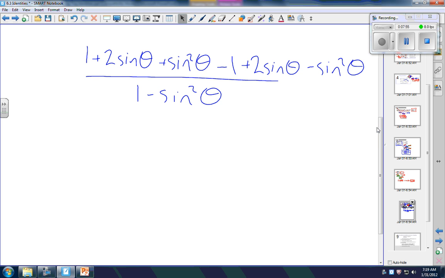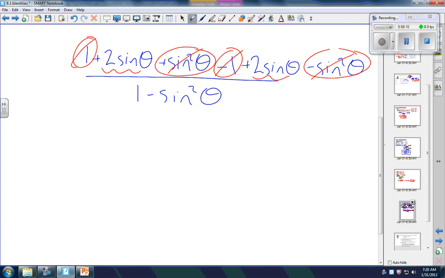Now we look at the top here and we say, okay, 1 and a minus 1, those guys are going to cancel. Sine squared minus sine squared, those guys are going to cancel. 2 sine and 2 sine is 4 sine, not 4 sine squared. 1 minus a sine squared, I'm going to replace it with a cosine squared now. Okay? Nothing more I can really do here.